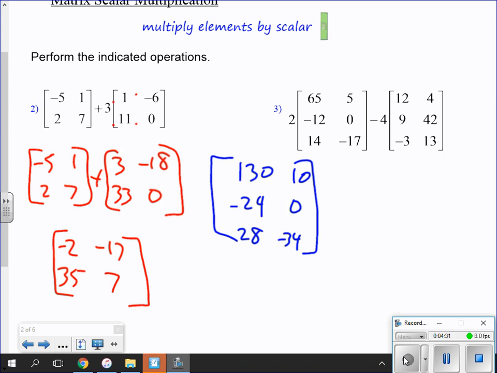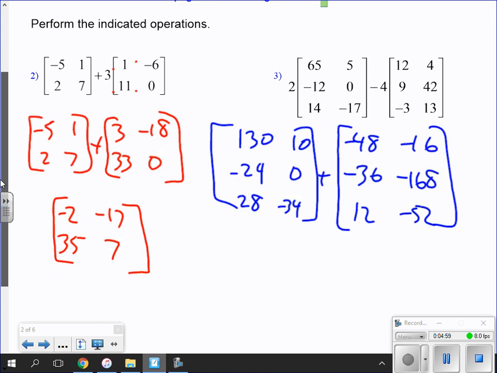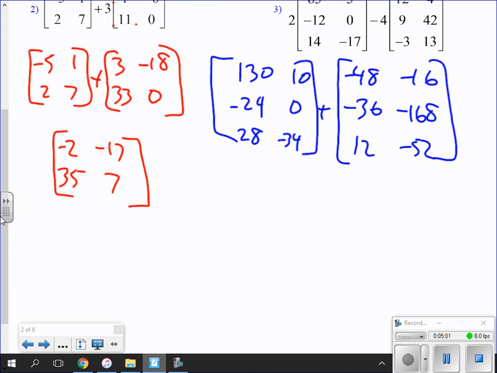And then it's actually easier to add than subtract. So what I'm going to do is multiply all of these by negative 4. So I'm actually going to add the second matrix. And so I get negative 48, negative 36, 12, negative 16, negative 168, and negative 52. And then I want to add these two together to get my answer.